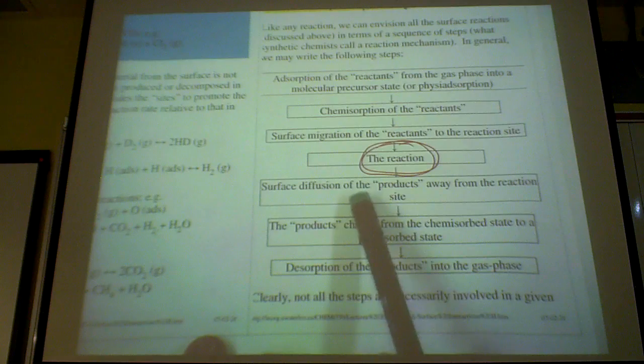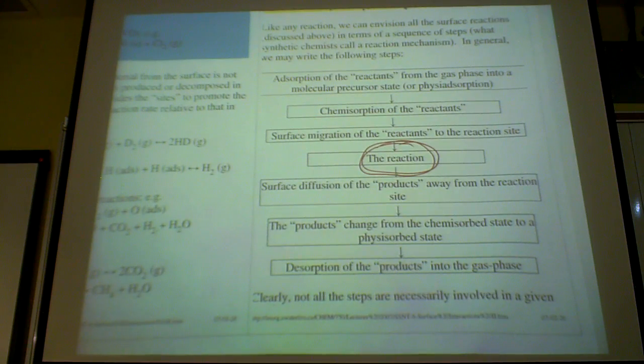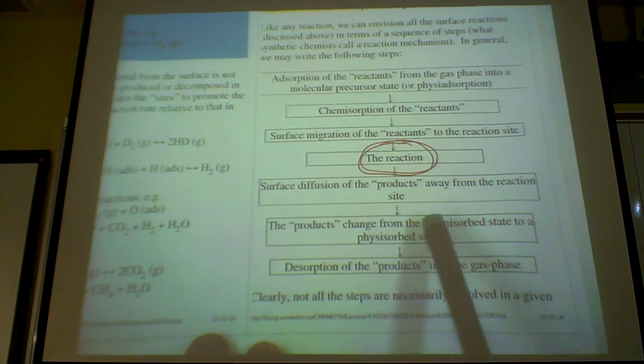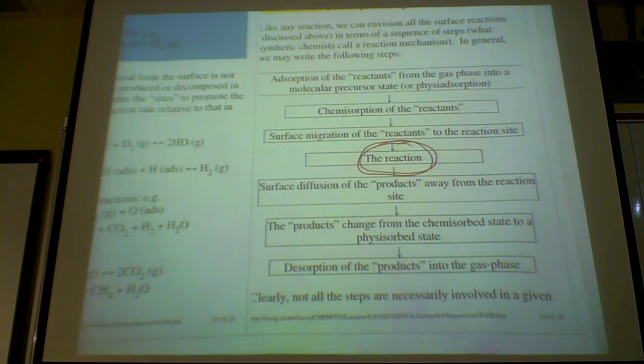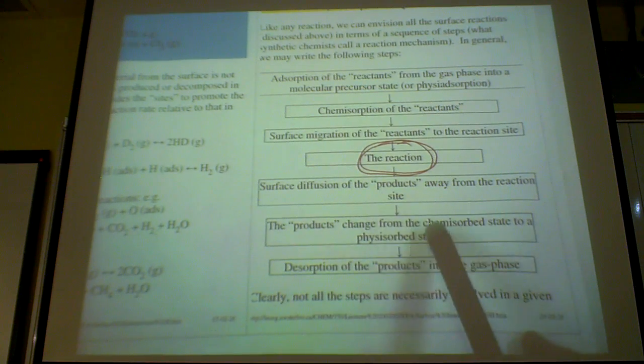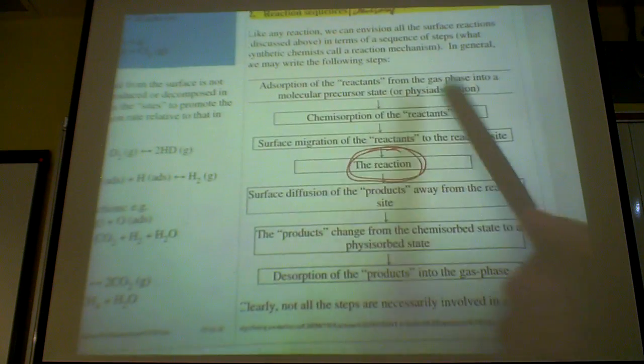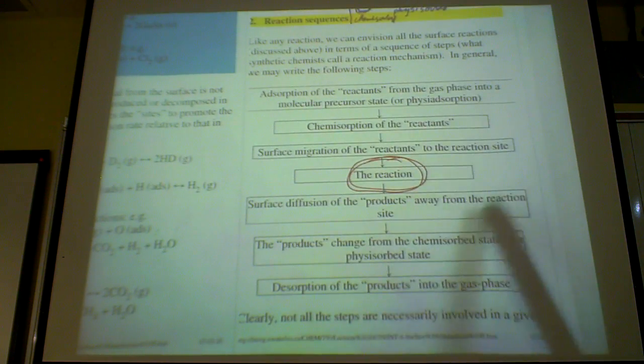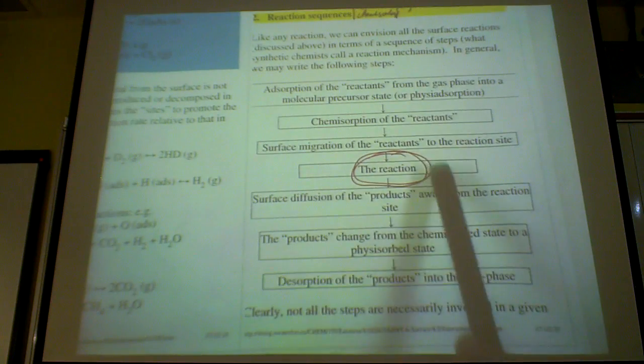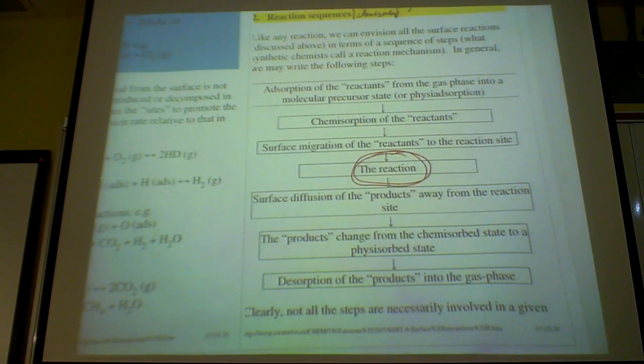This product may then diffuse away from this reaction site, and then it goes from this desorption site into the chemisorption state, right? This chemisorption state into the physisorption state, and then finally the product will leave and go back into the gas phase. Okay? And the key point is, what happens here? Okay, so we've been studying adsorption and desorption just now, right? What happens in this reaction step?